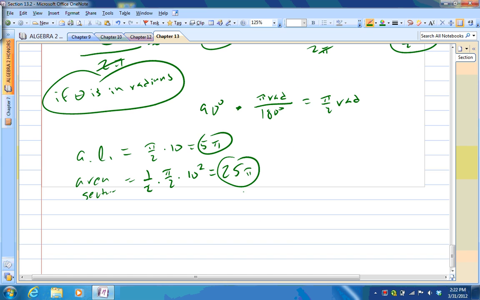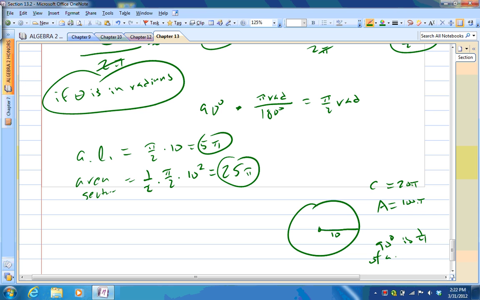And this should make sense because if you do have a full circle of radius 10, the area would be 100 pi and the circumference would be 20 pi. And because 90 degrees is 1/4 of a full circle, take 1/4 of 20 pi, you get 5 pi. Take 1/4 of 100 pi, you get 25 pi. So you know it works.